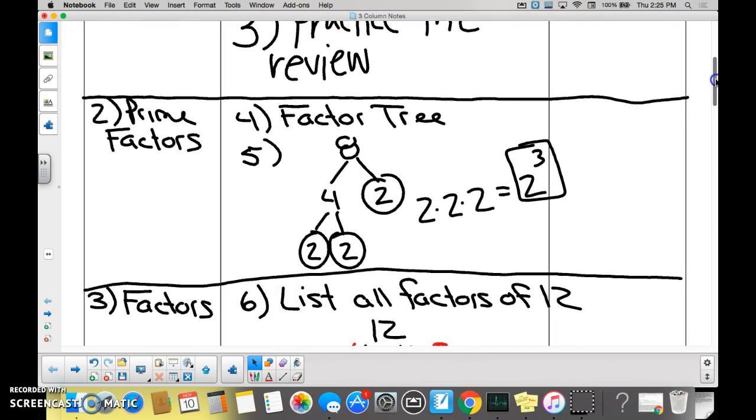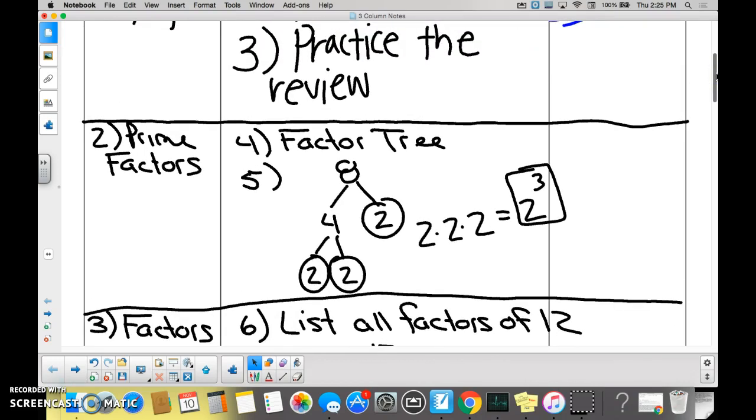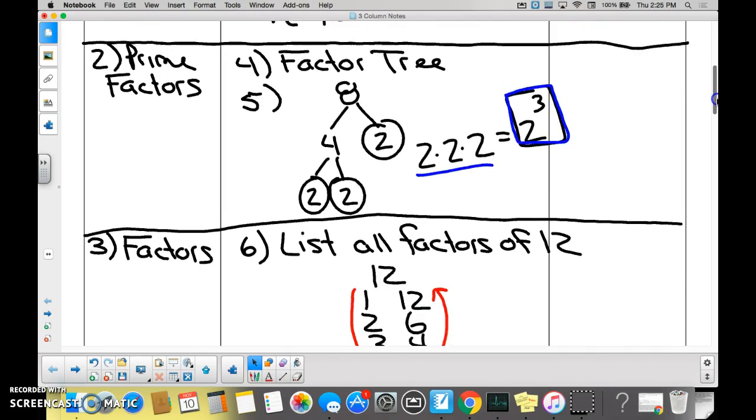You are going to have to find prime factorization. You are going to have to find prime factorization using a factor tree. Here's an example of a factor tree. Here's an example of the prime factorization. Here's an example of the final answer in exponential form. Check, done.